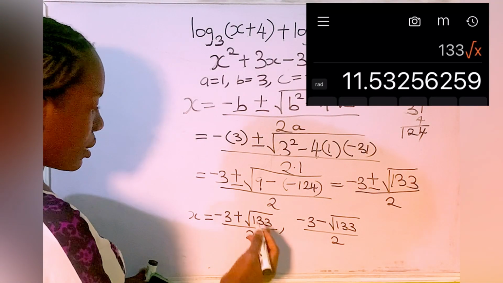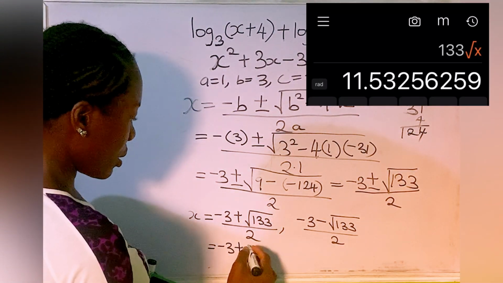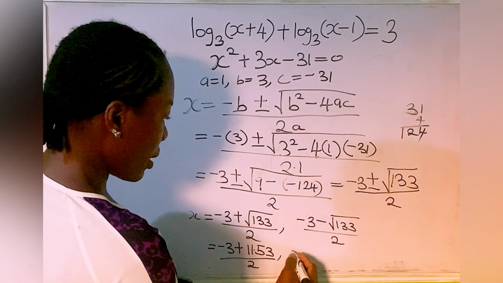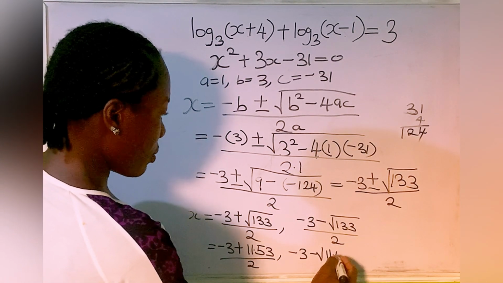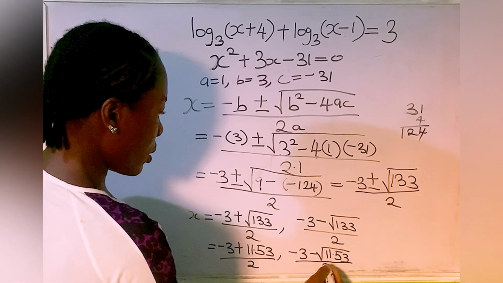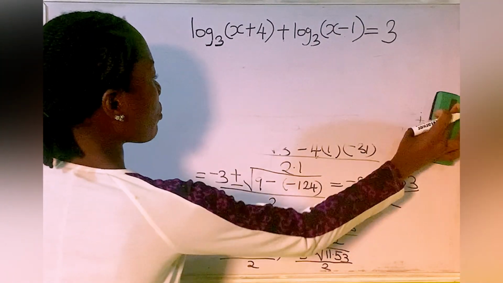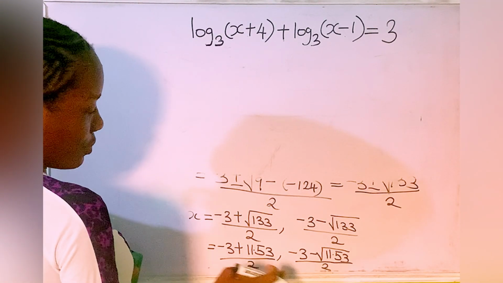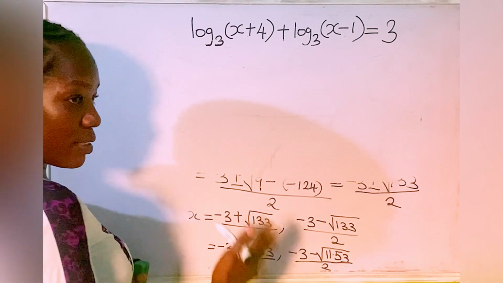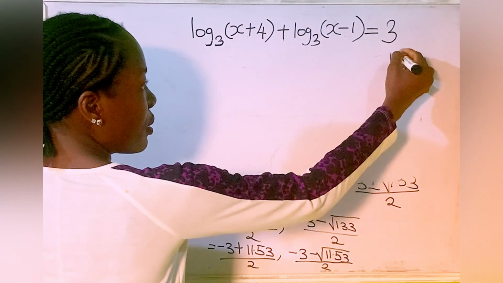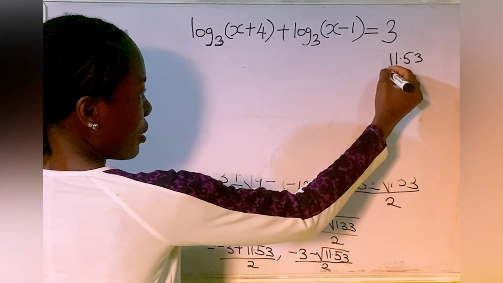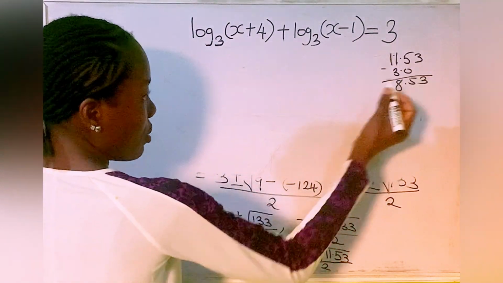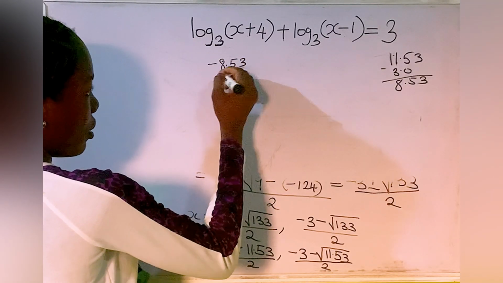What is the square root of 133? We have minus 3 plus 11.53 all over 2. Okay? Now we have minus 3 minus 11.53 all over 2. Okay? So let's solve it. I like to solve the positive first, like to go from positive to negative. So now we have 11.53 minus 3, that's 8.53 over 2.